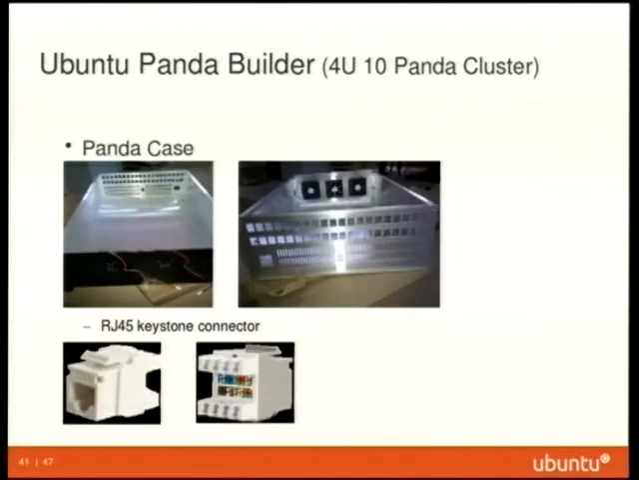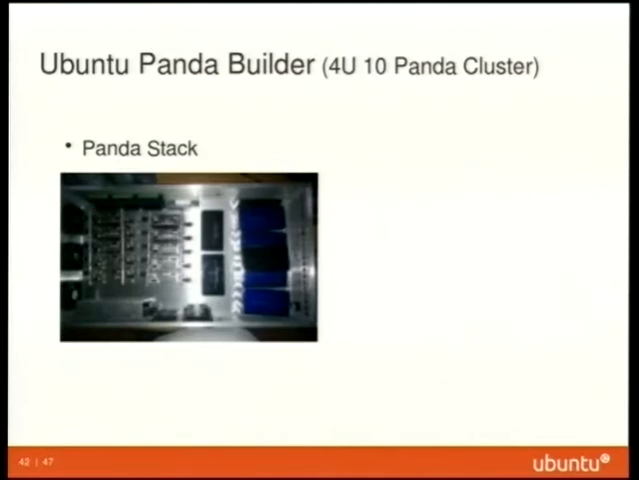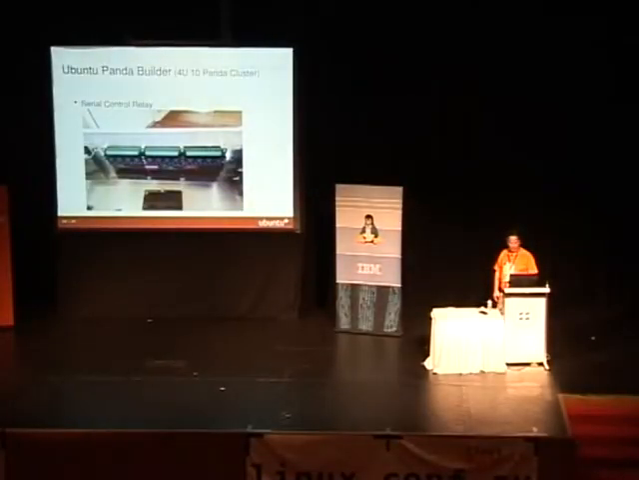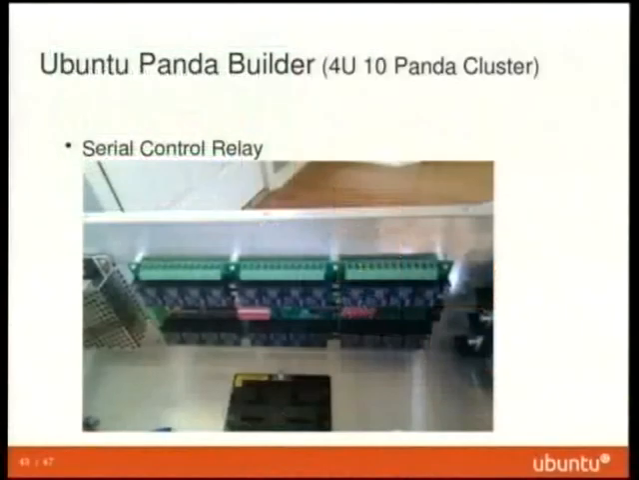So here's some pictures real quickly. The Panda case: those square holes on the top, on the back panel, are for these specific RJ45 keystone connectors. They just snap into the hole, so they're really convenient. Panda stack, just using metal offsets to put 11 Pandas together. Sorry, that one's not real clear, but my blog URL is in here. You can look at much clearer pictures. That's the serial control relay. I put a rather large one, larger than I needed. The next board will be smaller, but that lets us control each individual Panda.